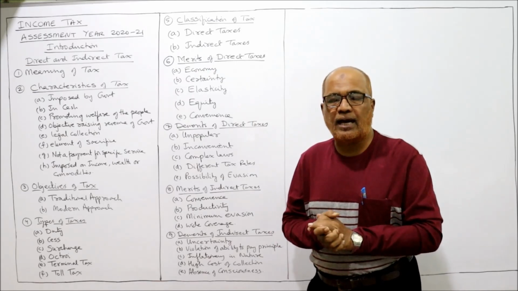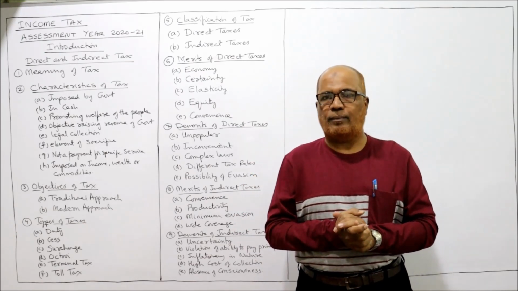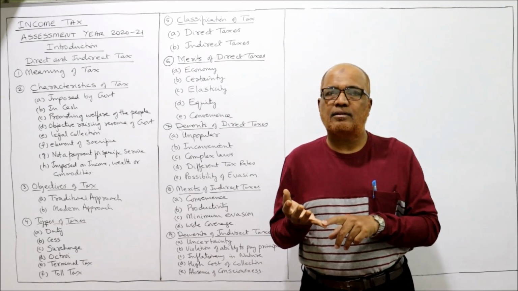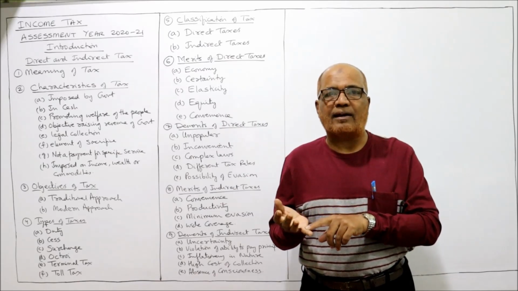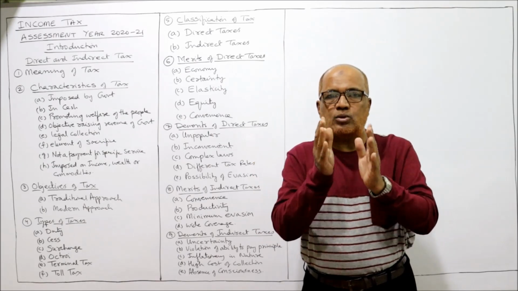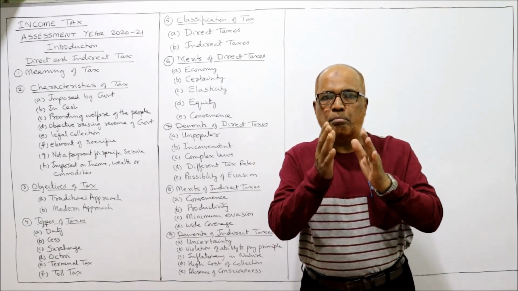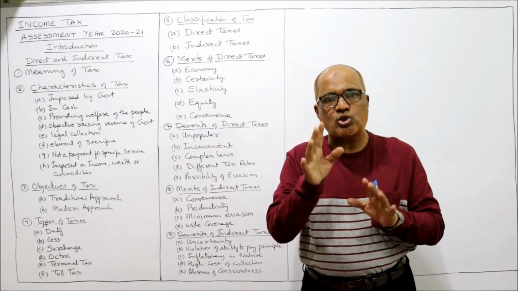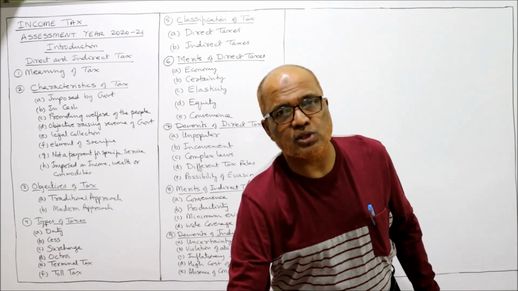Watch the video till the end so that you can write confidently in the examination about the theory. In this video, I'm going to explain the meaning of the term tax, the characteristic features of tax, the objects of tax, the different types of tax, and the classification of tax into direct tax and indirect tax, merits and demerits of direct tax, and merits and demerits of indirect tax. Normally, in the question paper, the first question may be on this introduction. So watch the video with full concentration.